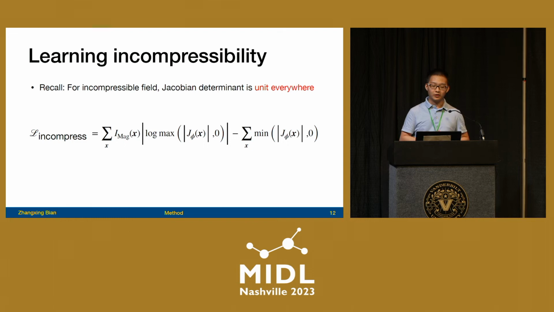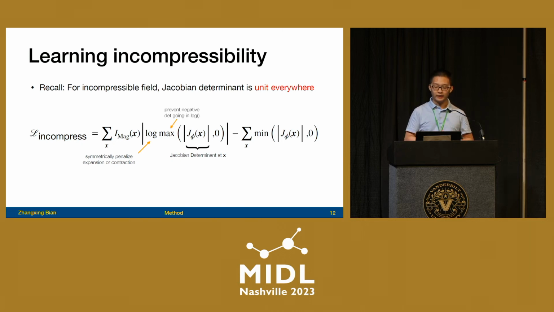In order to learn incompressibility, recall that it has a great feature: the Jacobian determinant is unit everywhere. So the general idea is to push the Jacobian to unit. It's very straightforward, and here are some details. We first compute the Jacobian determinant of the transformation field phi at location x, and then we apply a logarithm over the determinant to symmetrically penalize expansion or contraction.